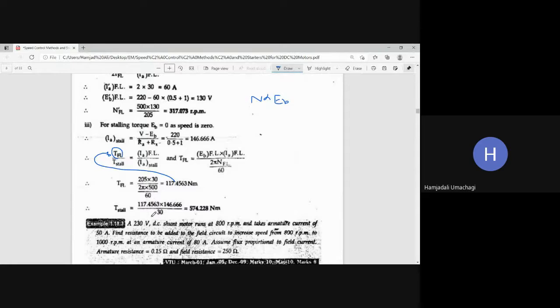So T stall is equal to TFL into IA stall divided by IFL. After substituting all the values, the torque during standstill condition is 574.228 Newton meter. Is it clear? Okay.